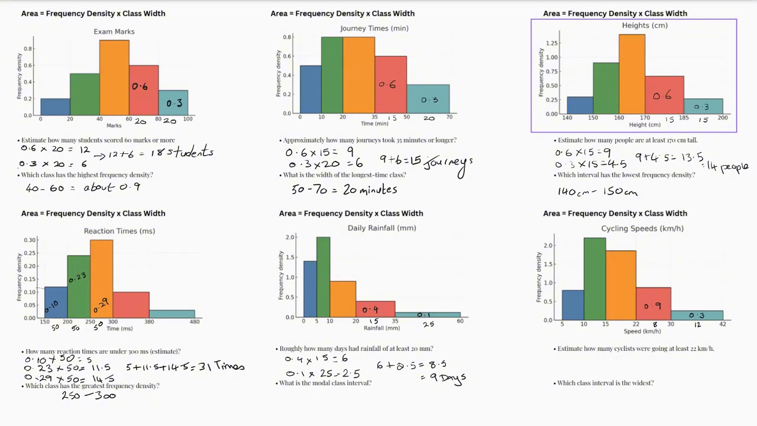What is the modal class? Now, the modal interval is the highest frequency density. So that would be, let's have a look, the highest frequency density would be this one, and that would be between 5 and 10.